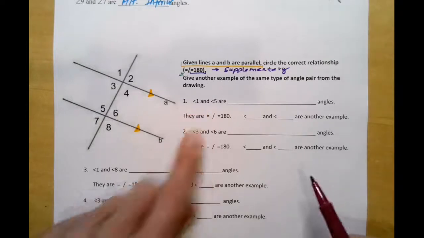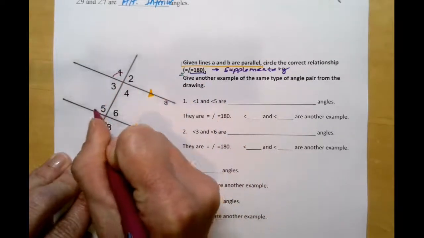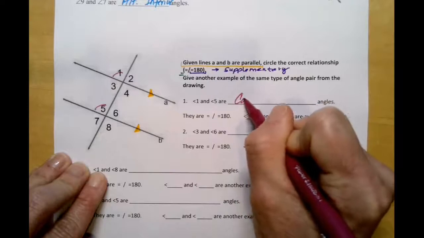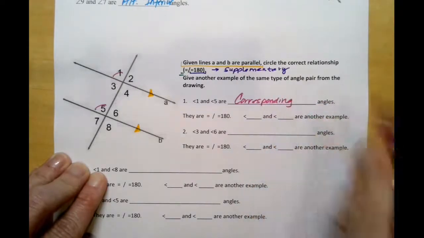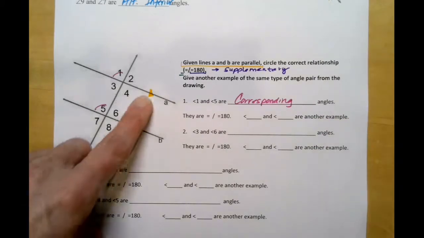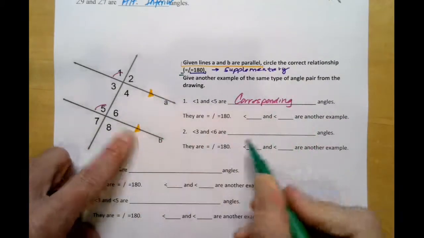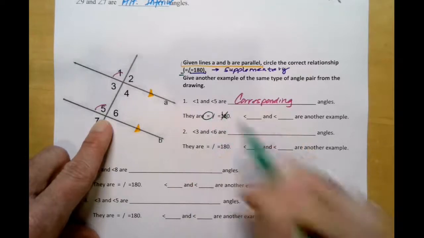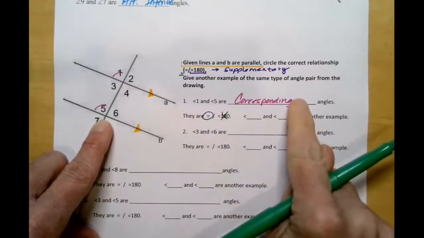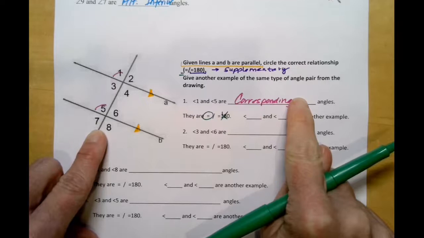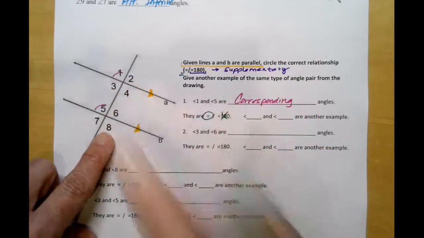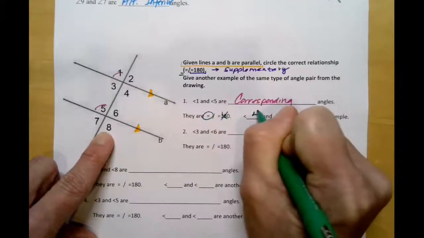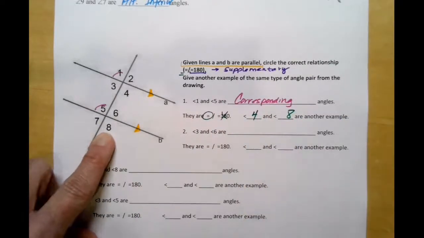Angles 1 and 5. 1 and 5, those are corresponding angles. And because the lines are parallel, Euclid has told us they are equal. Okay, and another example of corresponding angles, you have your choice. Do you want 3 and 7, 2 and 6, or 4 and 8? I don't know. Let's do 4 and 8. Any one of those choices were possible.